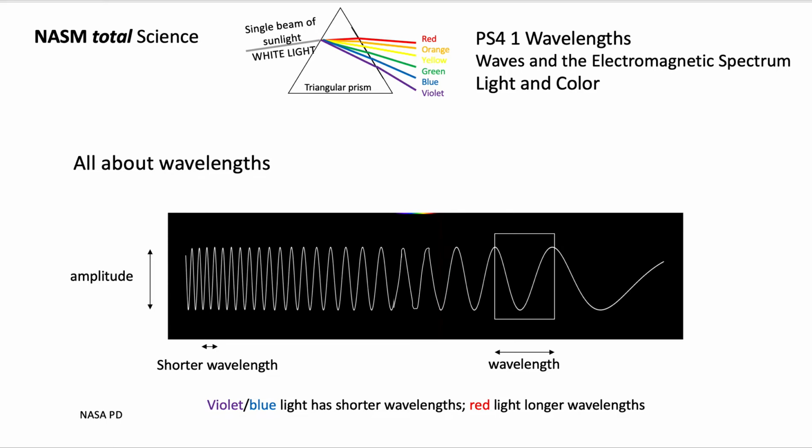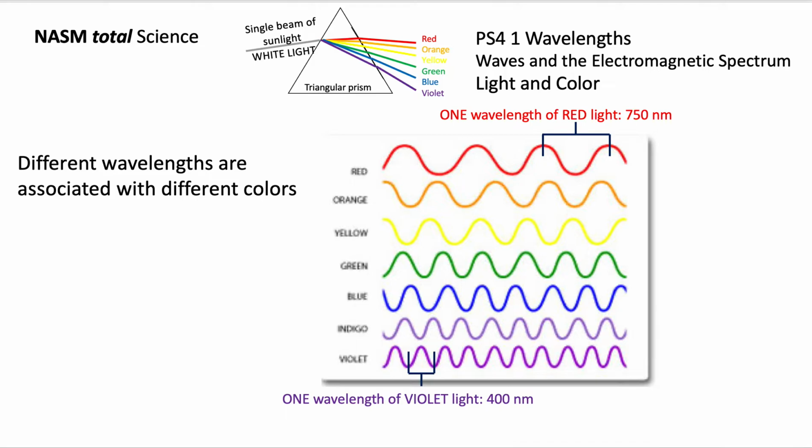And here's a wavelength, from any point on the wave to an equivalent point on the next wave. So here we've got them at the top. The depth of them is called the amplitude. Violet blue light has shorter wavelengths than the longer red wavelengths. Here you can see the diagram of the colours and the wavelength of each, the violet shortest at the bottom and the red at the top.